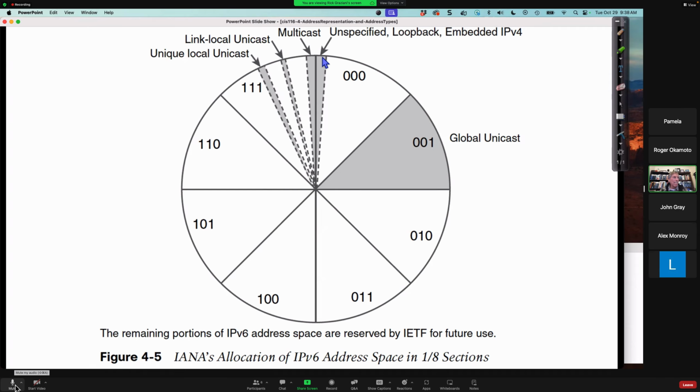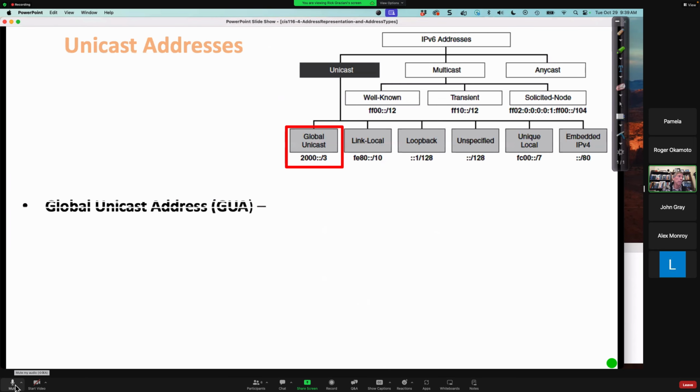We're taking a sliver out of the 3 zeros here for unspecified. Taking a sliver for multicast, link local, unique local. That's not to scale. But in the global unicast, we're using such a tiny sliver of that right now. It's not because it's not being adopted. We'll talk a little bit about that on Thursday. We're getting there, and we will get there, slow but sure. But the other thing is just the vast amount of IPv6 address space.